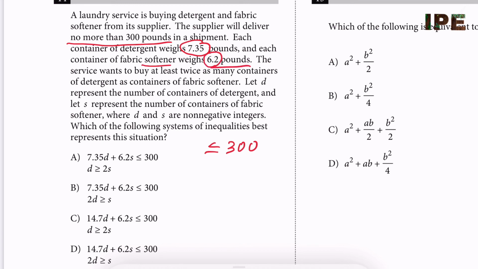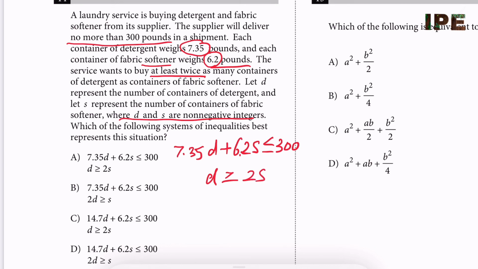If D and S represent the number of containers of detergent and softener, then 7.35D plus 6.2S is at most 300. And the service wants to buy at least twice as many containers of detergent as containers of fabric softener. That's why D is greater than or equal to 2S. At least twice means greater than or equal to twice. A is the answer, right?